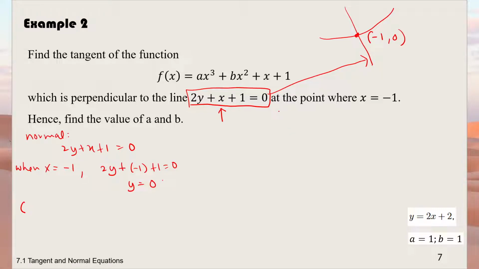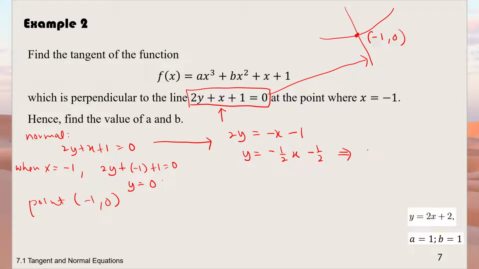Okay, so now, this is the first piece of information. I have a point negative 1, 0. Later on, this normal also provides me the slope. So 2y equals negative x minus 1, y equals negative 1 over 2 x minus 1 over 2. From here, it tells you that your slope is negative 1 over 2 for this normal line.